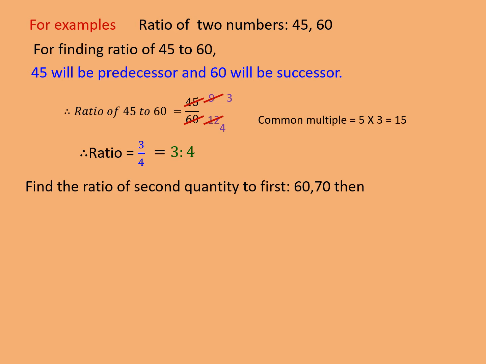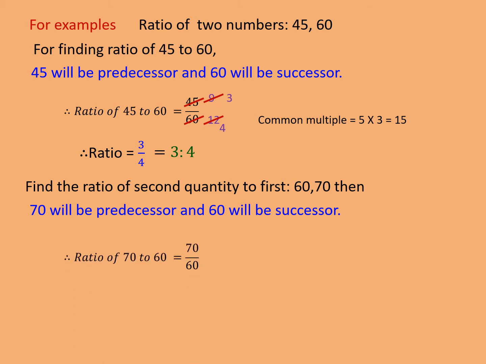Let us go for the second example. Find the ratio of the second quantity to the first one. In the beginning they had not given anything, but now we are specifying the second quantity to the first one. So first let us see what will be the predecessor. The predecessor will be 70 this time and the successor will be 60, and then we can find the ratio. On cancellation, 7 upon 6, you will get the ratio, and the common multiple will be 10, which can be written as 7:6.